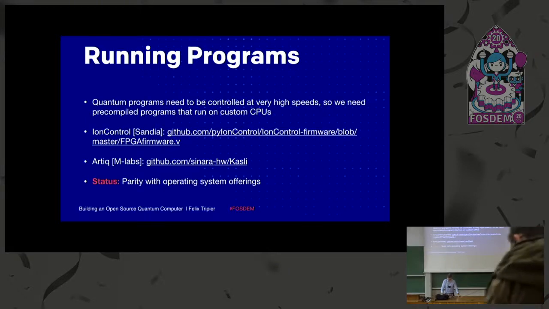I talked about the needs of running an actual quantum program, where we figure out everything ahead of time and we run it on a specific chip. Quantum programs need to be controlled at very high speeds, so we have a custom CPU. Those you can also find open source examples of. So the ones that M-Labs and Sandia use to run their experiments on the quantum operating system are open source. Those are the links over there. The quality of those offerings is at parity with their respective operating systems. So in terms of documentation, in terms of discoverability, it's a package deal with the operating systems they're associated with.